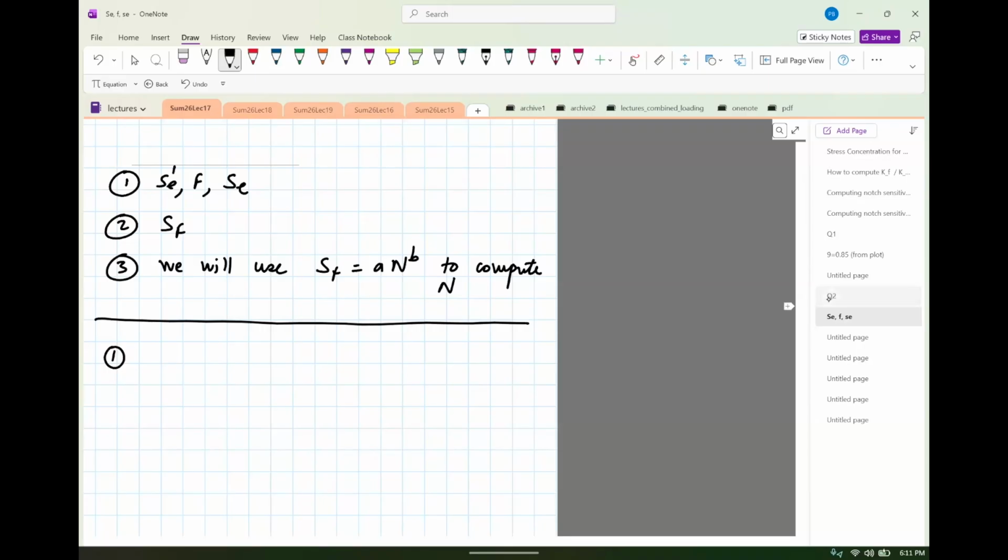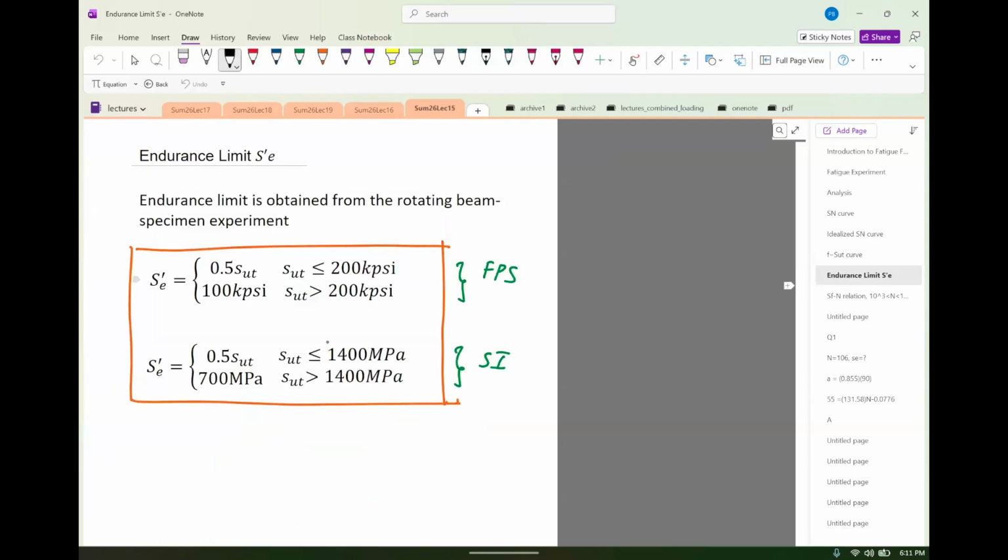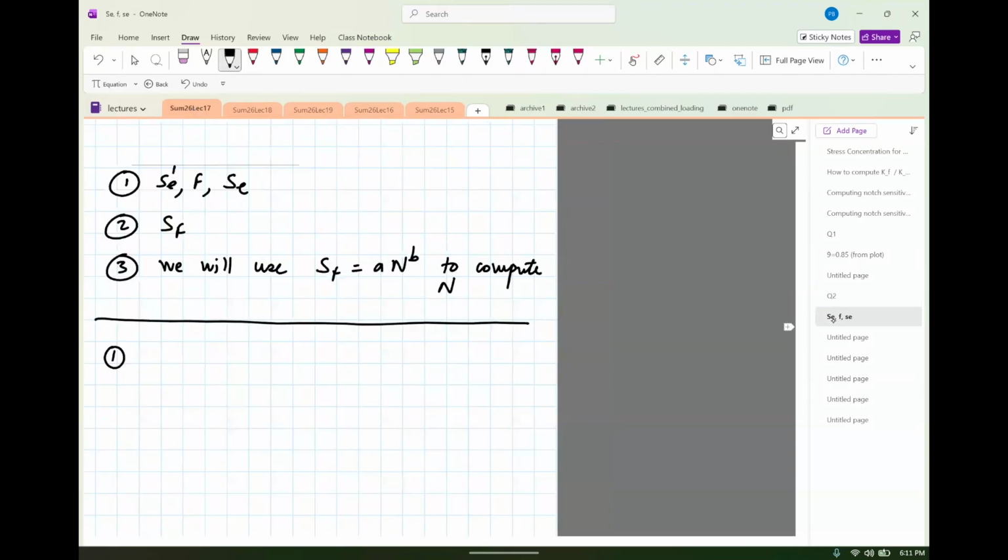Now if you go back to the problem, you'll see that SE is not given to you, but we know that SE can be found. If you go back here, there is a formula which depends on SUT. If SUT is less than 200 kpsi, sorry, this is SI units, you're given 690 megapascals. So SUT is 690, which is less than 1400. So SE prime is 0.5 SUT. That's easy. So we have SE prime equals 0.5 SUT, and this is coming from lecture 15, this one.